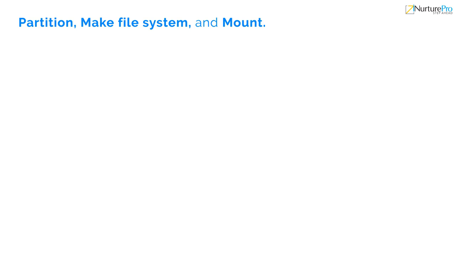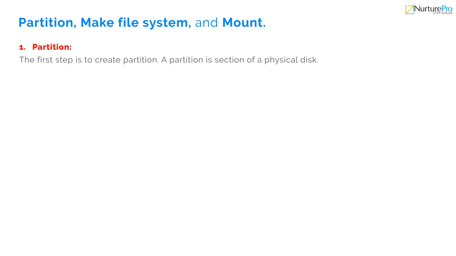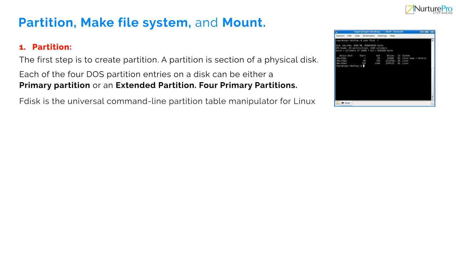Number 2. The first step is to create a partition. A partition is a section of a physical disk. It usually is formatted to contain a file system. Each of the 4 DOS partition entries on a disk can be either a primary partition or an extended partition. Up to 4 primary partitions are possible on a disk. fdisk is the universal command line partition table manipulator for Linux.